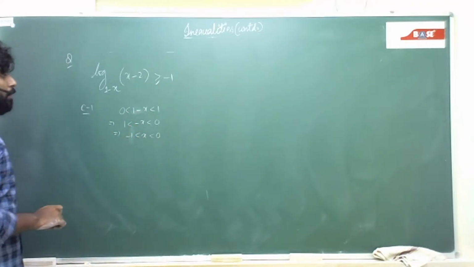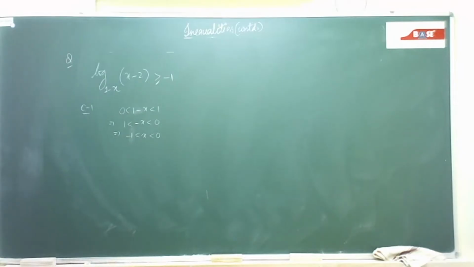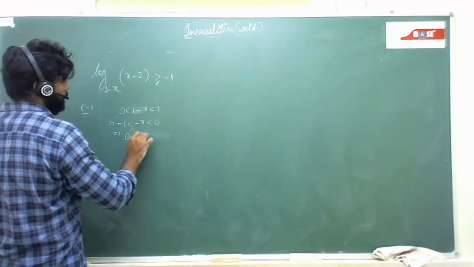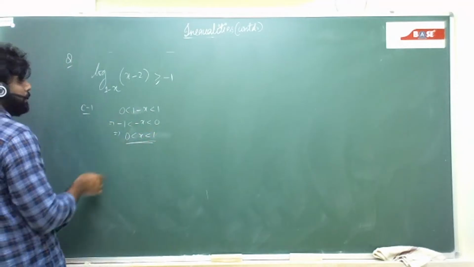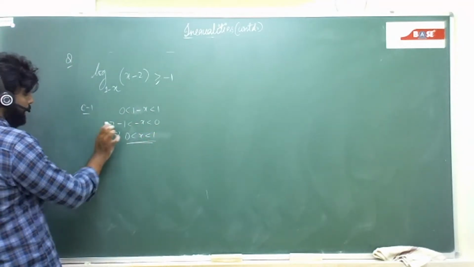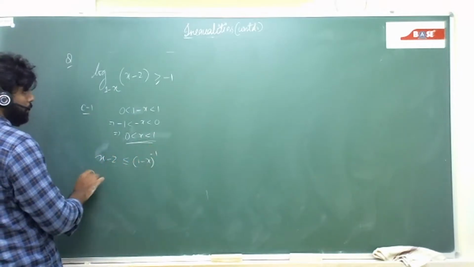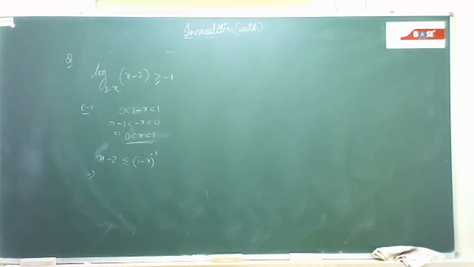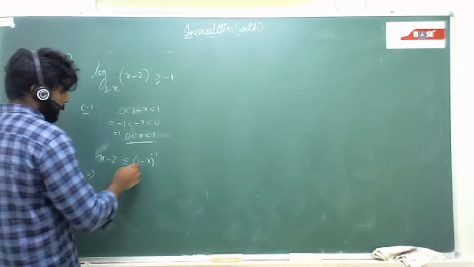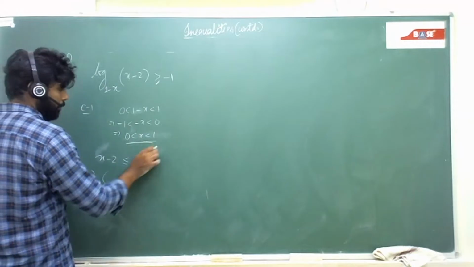I think that is correct. One we have subtracted, right? So it is 0 to 1. That's what we are getting if you simplify this. Now, if you take anti-log, x minus 2 will be less than equals to 1 minus x raised to minus 1. One minus x is a positive quantity, and this is minus 1 means it is 1 upon this.